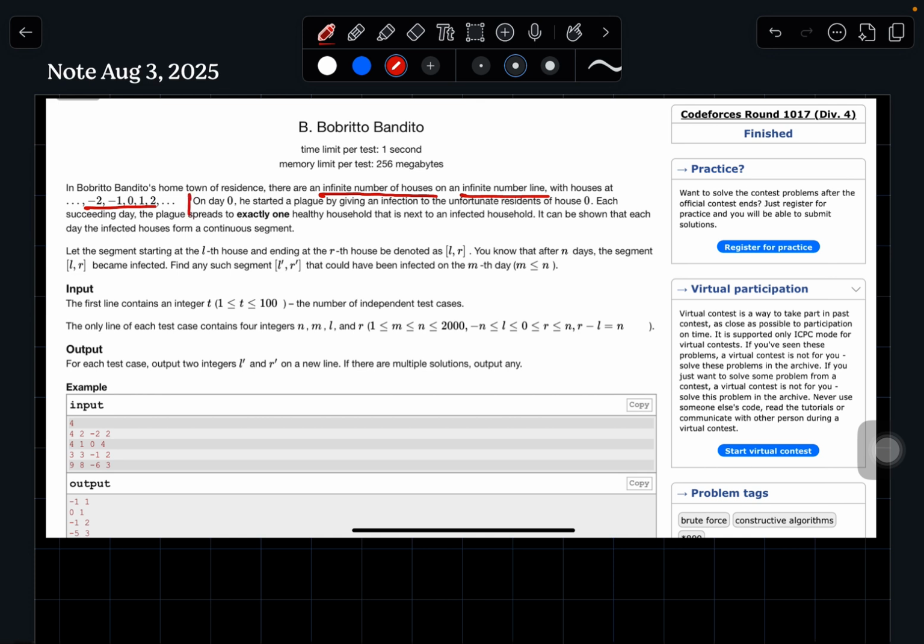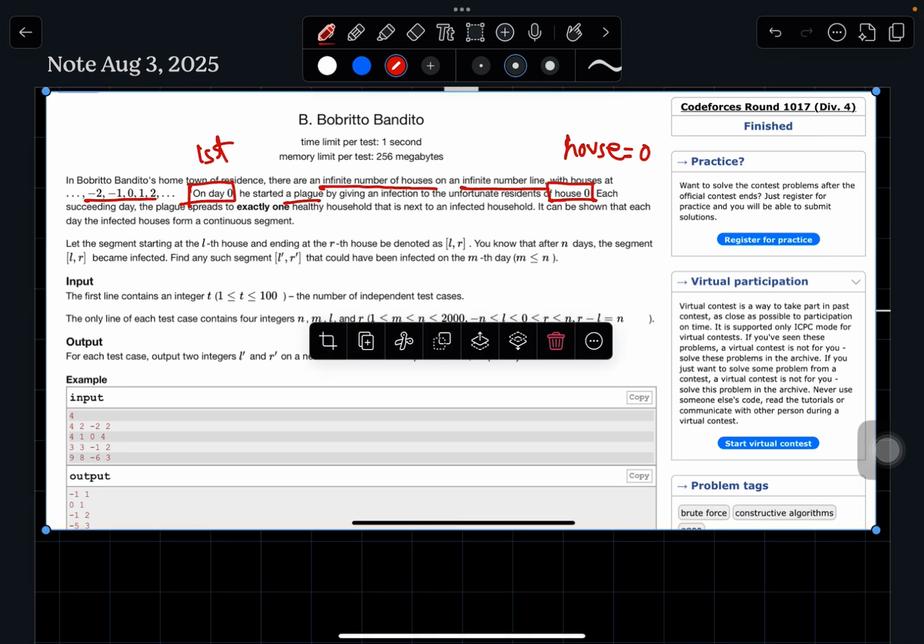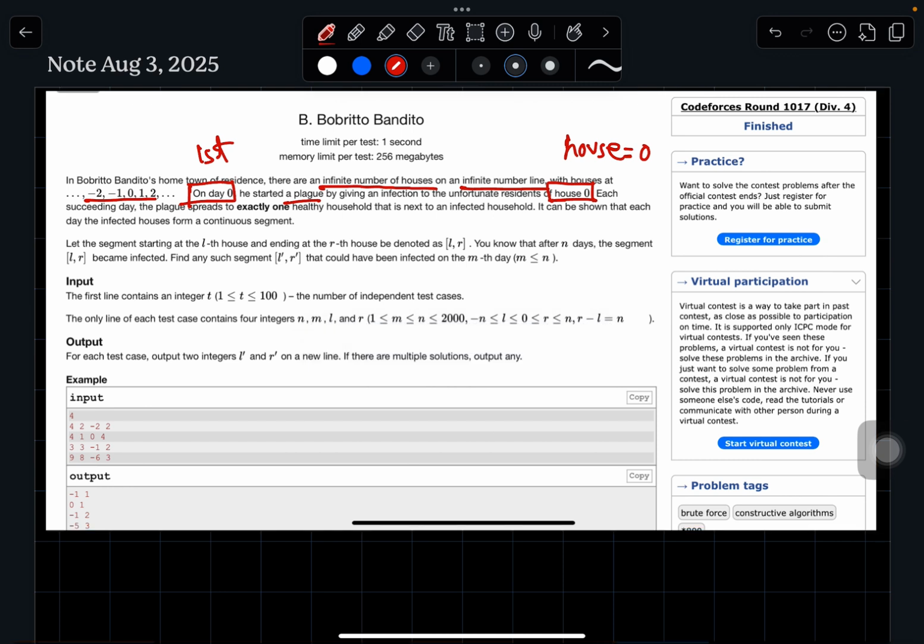On day one, so this is the first day, he started a plague by giving an infection to the unfortunate residents of house number 0. So house number 0 is the starting point on the first day. Each succeeding day the plague spreads exactly one house. So one healthy household that is next to an infected household, it can be shown that each day the infected houses form a continuous segment.